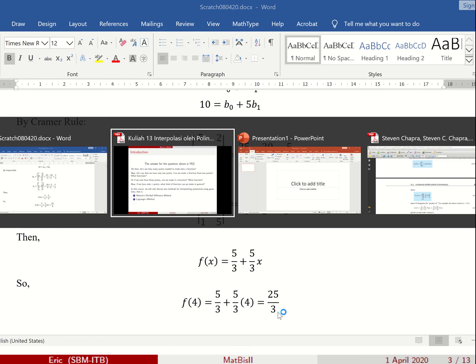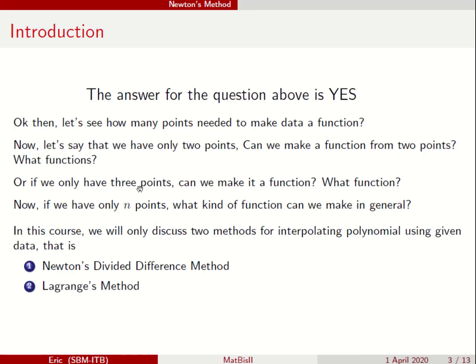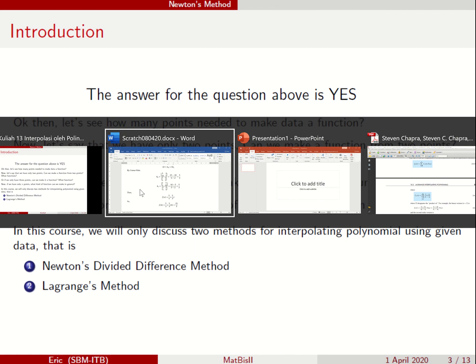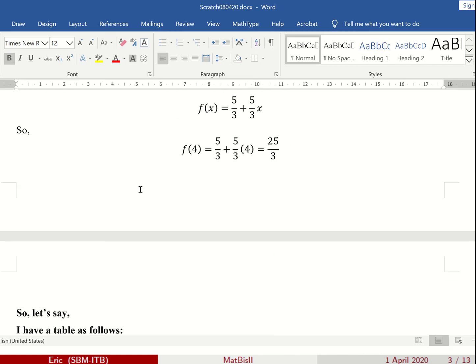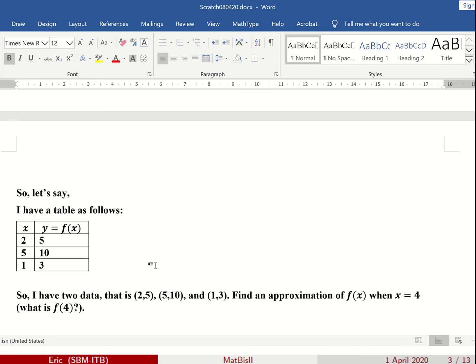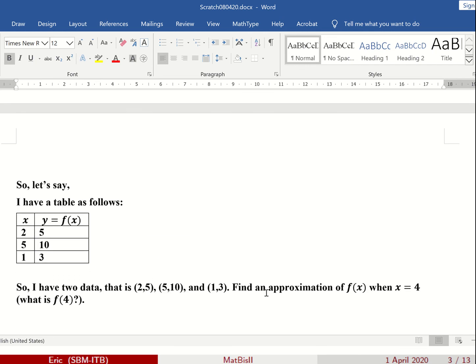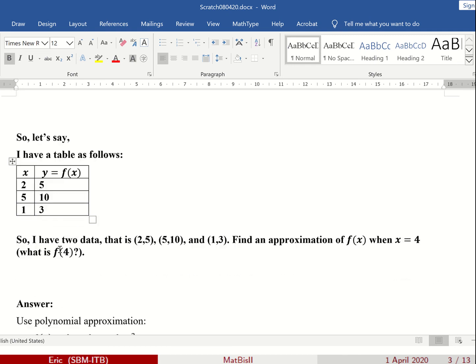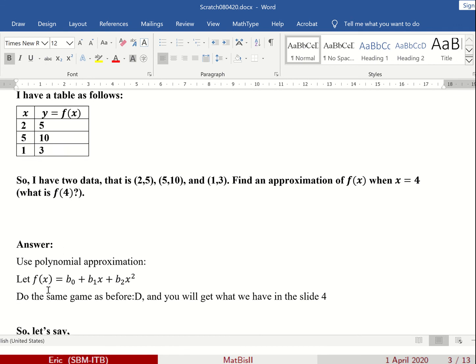Okay? But what about if I have 3 points? In junior high, I also remember, if I have 3 points, maybe these: (2, 5), (5, 10), and a third, I have 3 data points. The same, I want to approximate f(x) at x equals 4. What is f(4)? I can use a quadratic equation, that is f(x) equals b0 plus b1 times x plus b2 times x squared. And I can do the same game as before, and we will get what we have in the slide on page 4.